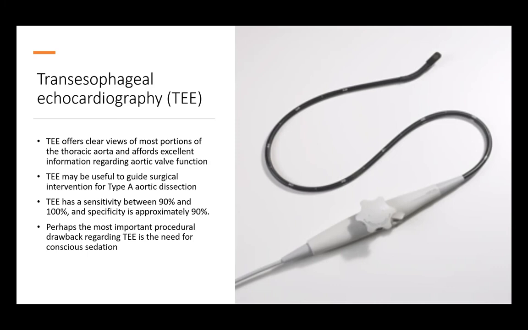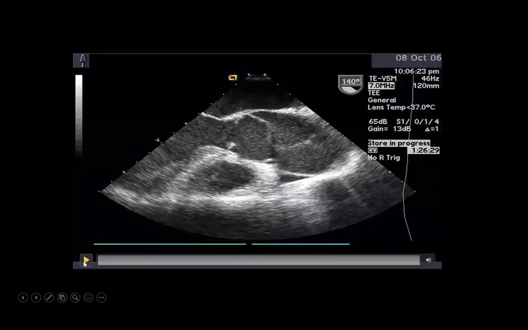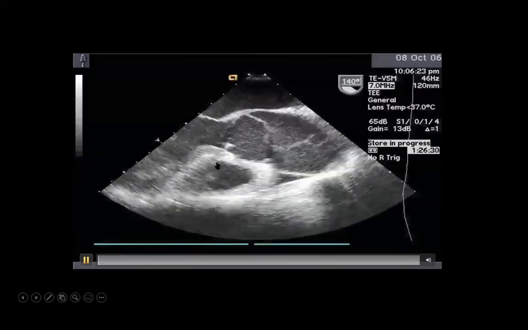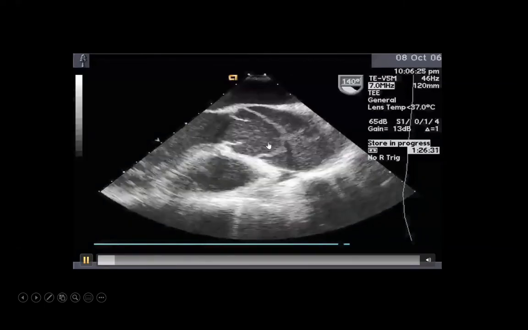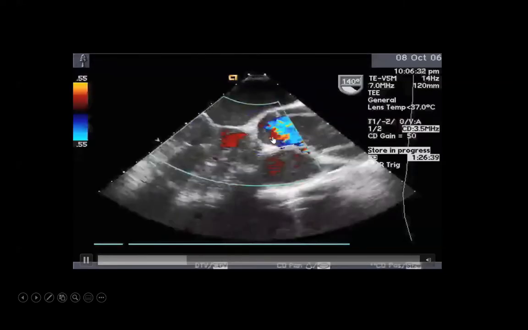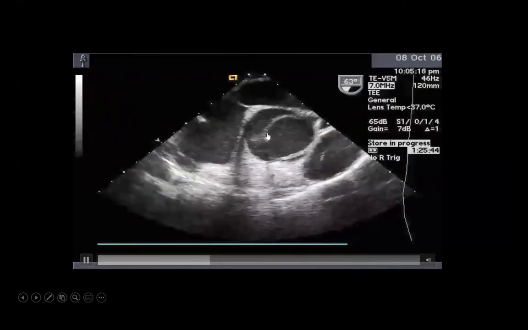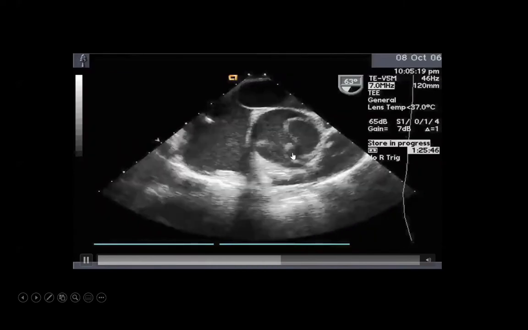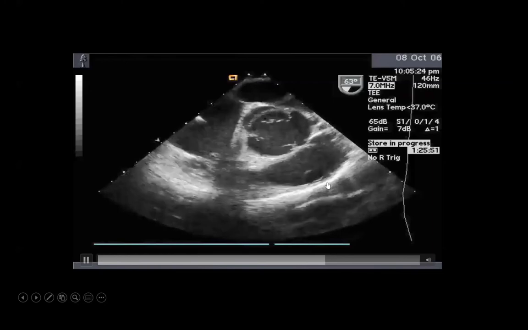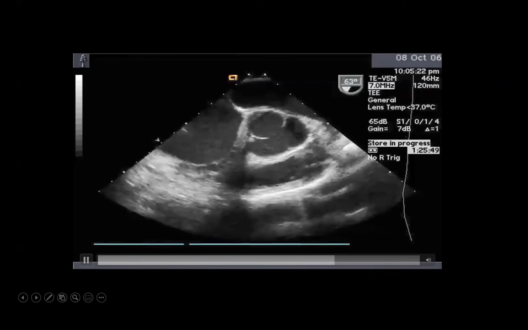Perhaps the most important procedural drawback regarding transesophageal echo is the need for conscious sedation, which might not be the most optimal choice when you have an unstable patient. Again, here we have another media showing the transesophageal echo, the mid-esophageal long axis view. Again, we see aortic root ballooning and the intimal flap dancing. Here we can assess the aortic valve, and another view of the aortic dissection here with an aortic valve very clearly seen. And of course, you can assess its function from this view, which is the short axis view.